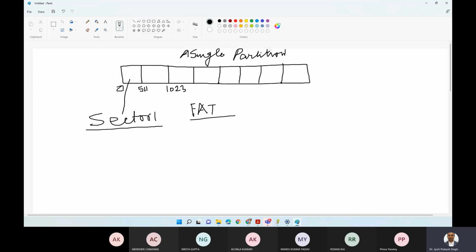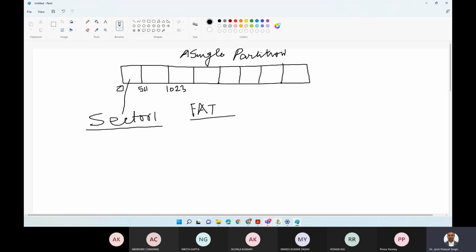ये एक पार्टीशन है, एक सिंगल पार्टीशन है. तो एक सिंगल पार्टीशन में बहुत सारे इस तरह से सेक्टर्स होंगे. सेक्टर 0, सेक्टर 1, सेक्टर 2, 3, 4. अगर 1 से ले तो 1, 2, 3, 4. So first sector, and each sector is 512 bytes. So in first sector we have MBR record.